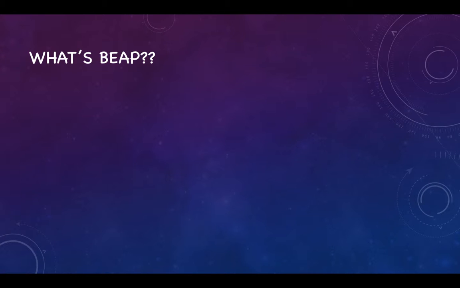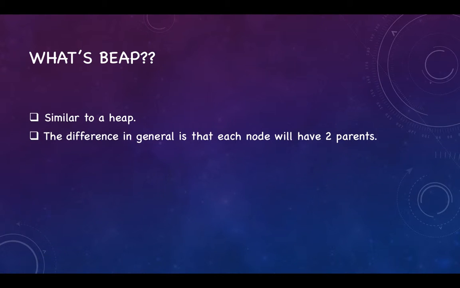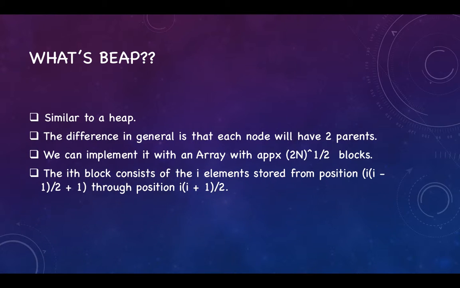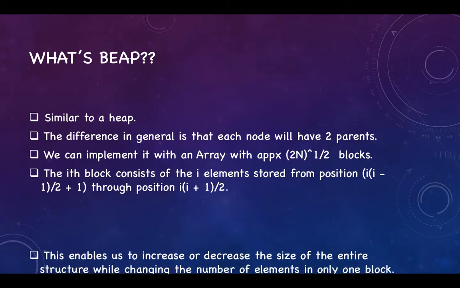So, what's BEAP? BEAP is an implicit dynamic data structure which is similar to a normal heap. The difference is only that every node will have two parents, and we can implement it with a simple array, which has approximately square root of 2n blocks. The ith block consists of the i elements stored from position i*(i-1)/2 + 1 through position i*(i+1)/2.